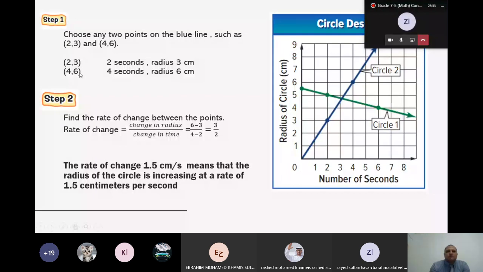Sorry, it's 4, 6. 4, 6 is over here, and 2, 3 is over here. So as we decided, we will take 6 minus 3 over 4 minus 2. So 3 halves. The rate of change is 3 halves, or 1.5 centimeters per second, which means that the radius of the circle is increasing at a rate of 1.5 centimeters per second.